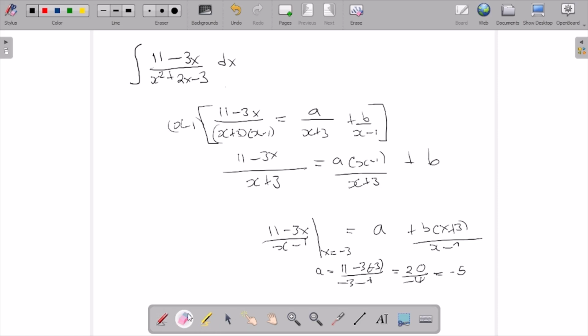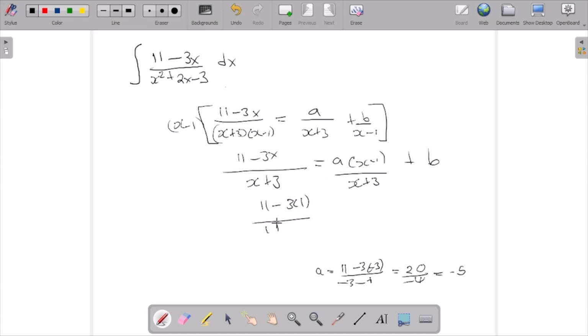So what value of x are we going to choose this time? Notice that we have to choose positive 1 because this thing is going to go to 0, because this numerator is going to be 0 if we substitute 1 here. So we'll have 11 minus 3 times 1 over 1 plus 3. Now this is equal to b. This part goes to 0.